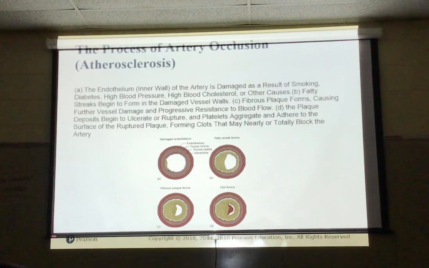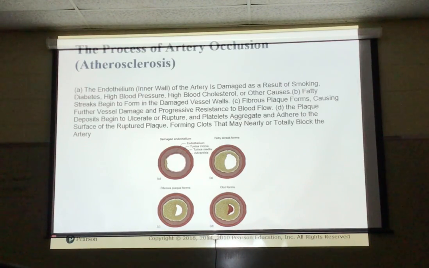Okay? So exactly how does this start? All right, this is what we're calling arteriosclerosis. The innermost lining, the endothelium of the artery, is damaged as a result of smoking, diabetes, high blood pressure, high cholesterol, or any number of other causes, right? Fatty streaks begin to form in the damaged vessel walls, right? The body is always going to try to fix itself, right?